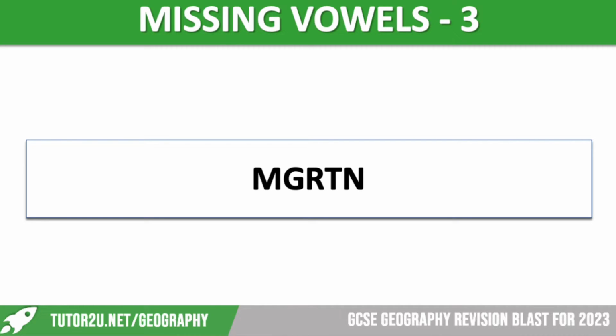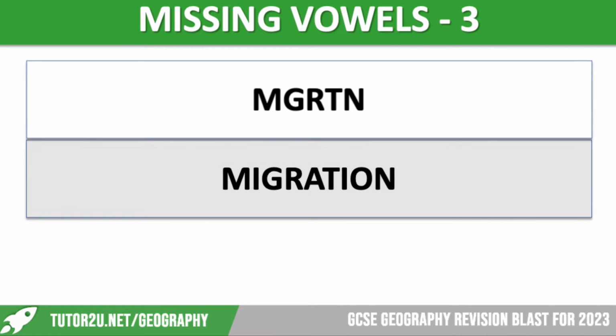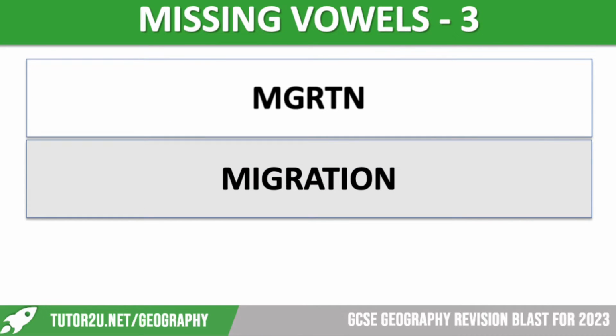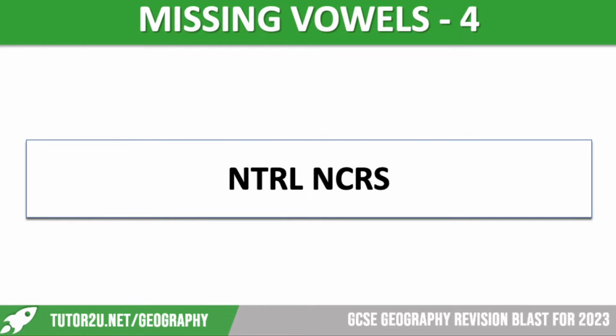Okay, if we worked it out, it is migration. So it is one of the reasons why urbanisation is happening. So migration is all about moving from one place to the other. Okay, number 4. So this is another reason that we are seeing an increasing rate of urbanisation.